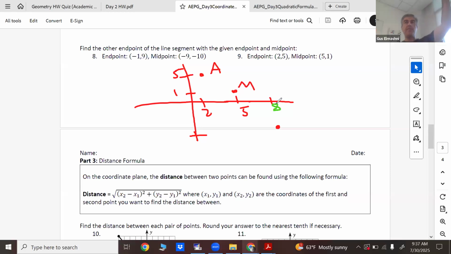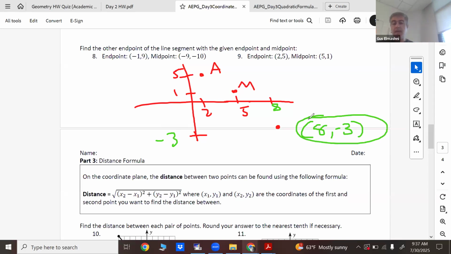Okay, if I went from 5 to 1, I dropped by how much? 4. So I've got to drop another 4. See how that's very lovely? Makes this very, very simple. If you want to verify it: 2 plus 8 divided by 2 is 5. 5 plus 9 divided by 2 is 1. Yeah, makes sense. So there we go.